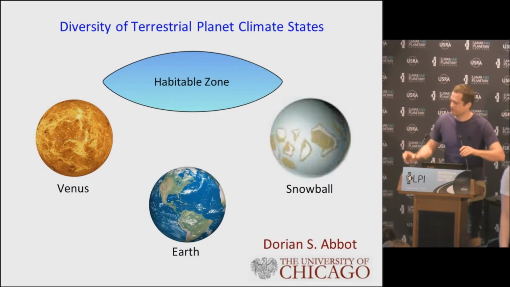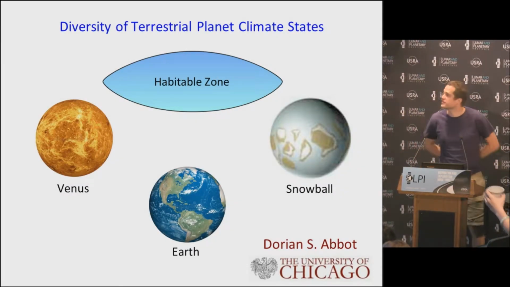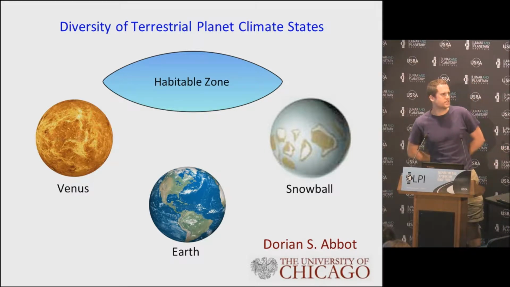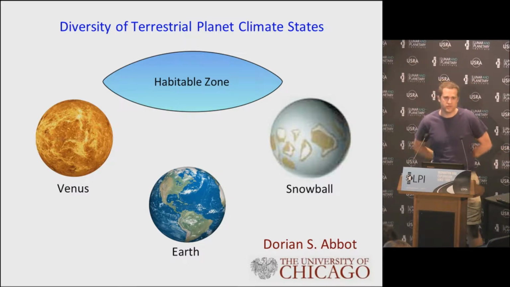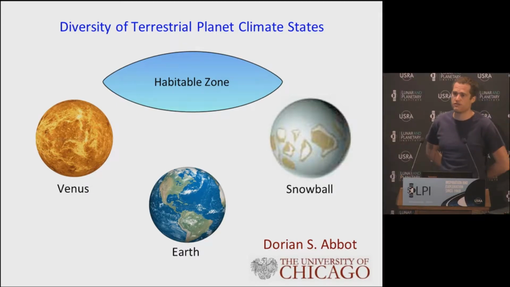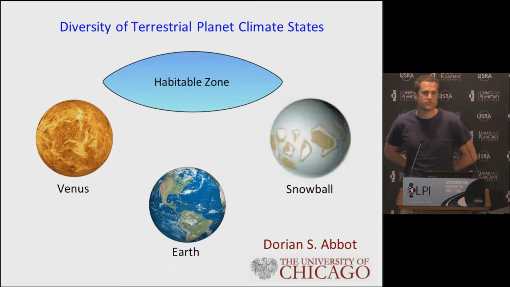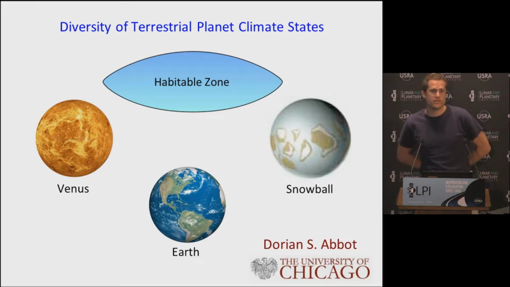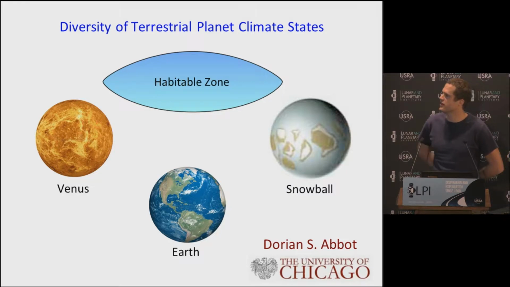So I was supposed to give a talk about diversity of terrestrial planet climate states, and this talk's supposed to be accessible to everyone. So if you're an expert in the field, there might be some review stuff, but hopefully there'll be some new perspectives or something that will be interesting to you. And I'm doing it through the lens of the habitable zone. So diversity of climate states through the lens of the habitable zone.